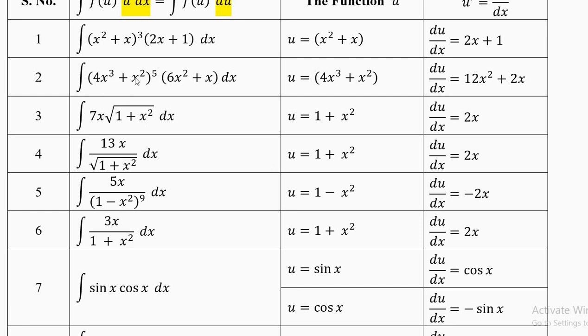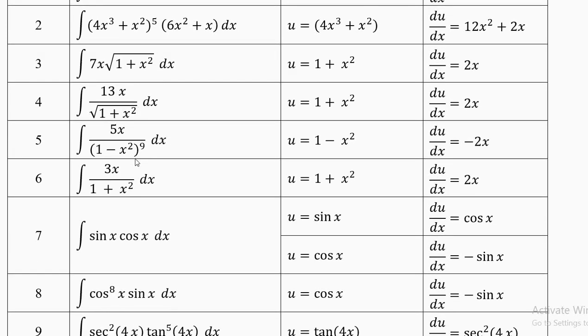Here this thing was coming inside, here this thing was coming inside. Now here 1 plus x square is inside, here also 1 plus x square. So you will get du by dx equal to 2x and u equal to 1 plus x square. Here it is u power half, here it is u power minus half.